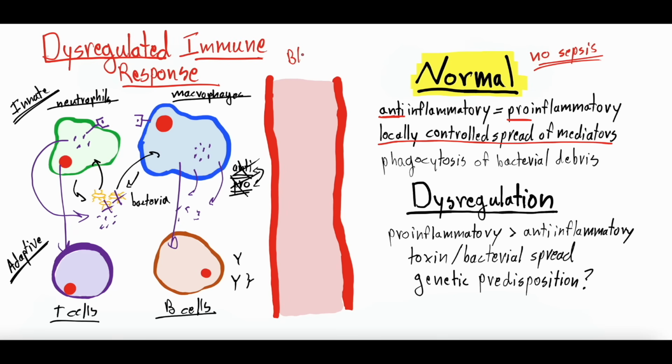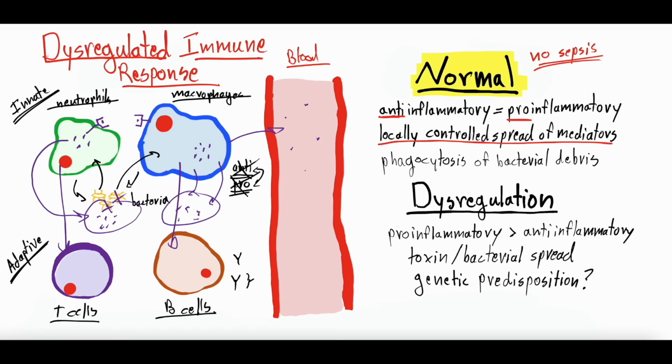So right here we have a blood vessel, just call it an arteriole. And what happens is some of these inflammatory mediators do end up in the blood vessels circulating around, but the vast majority of them stay localized in the region of the infection, right? So there's some local control of the spread of these inflammatory mediators.